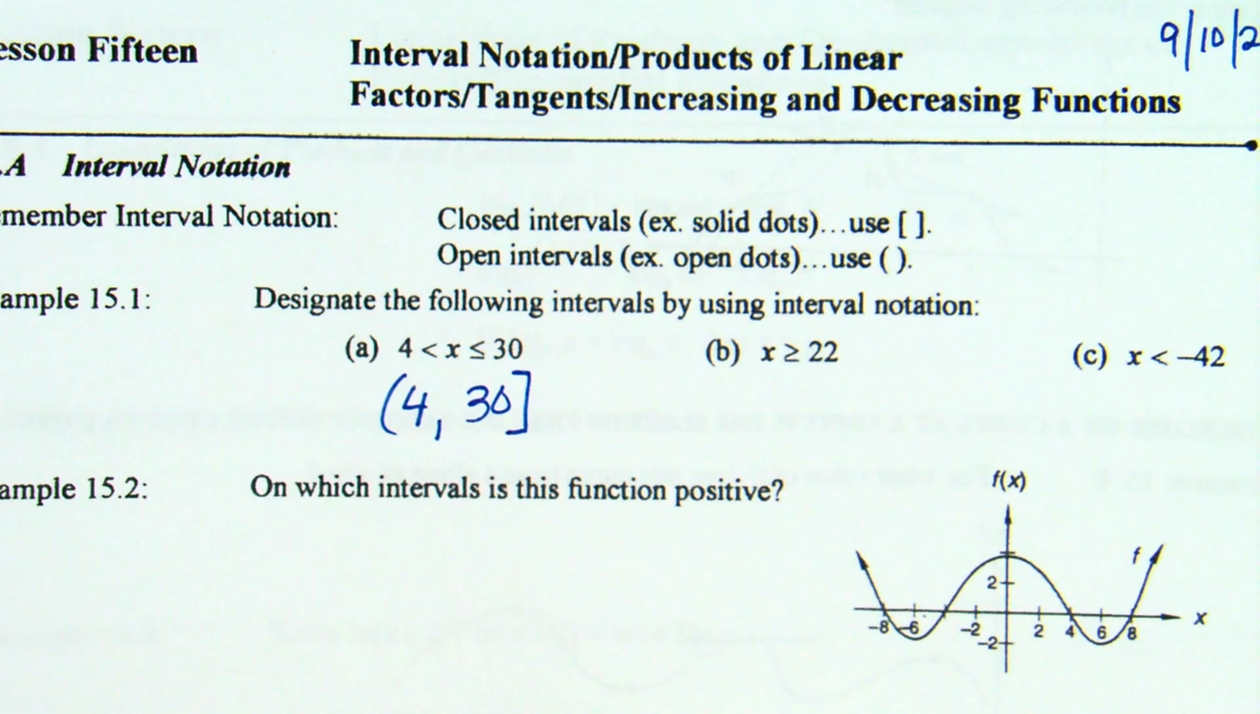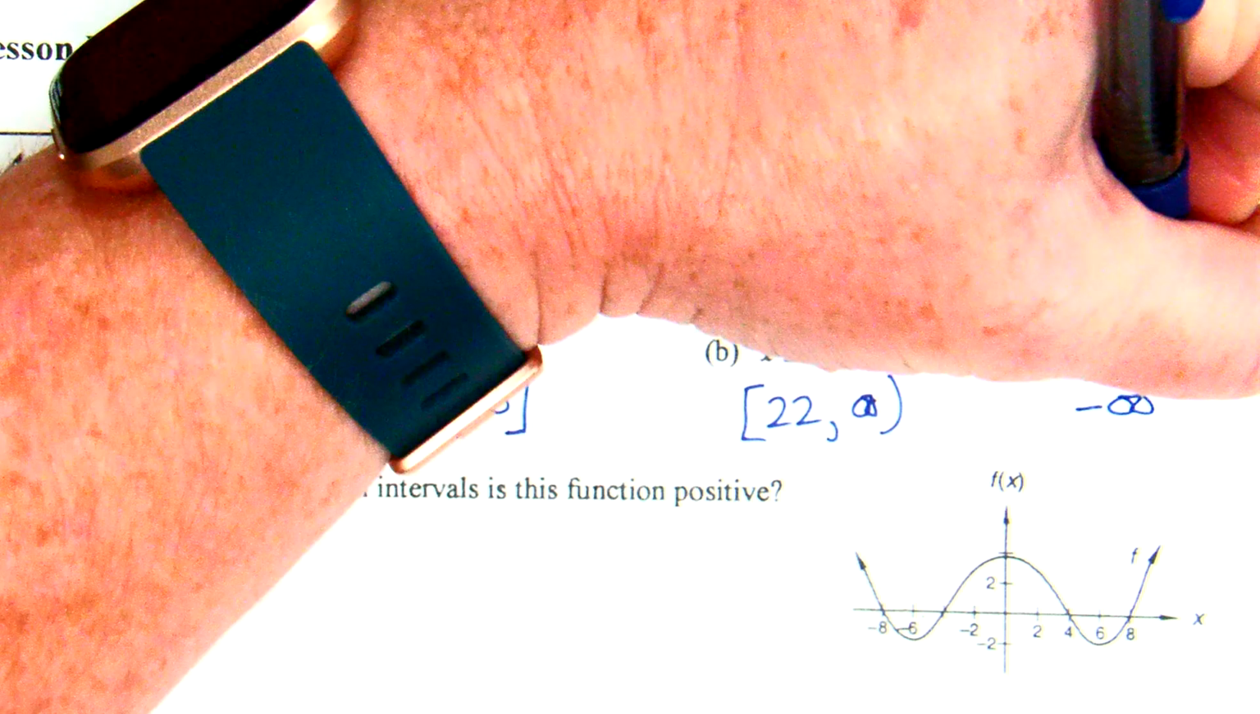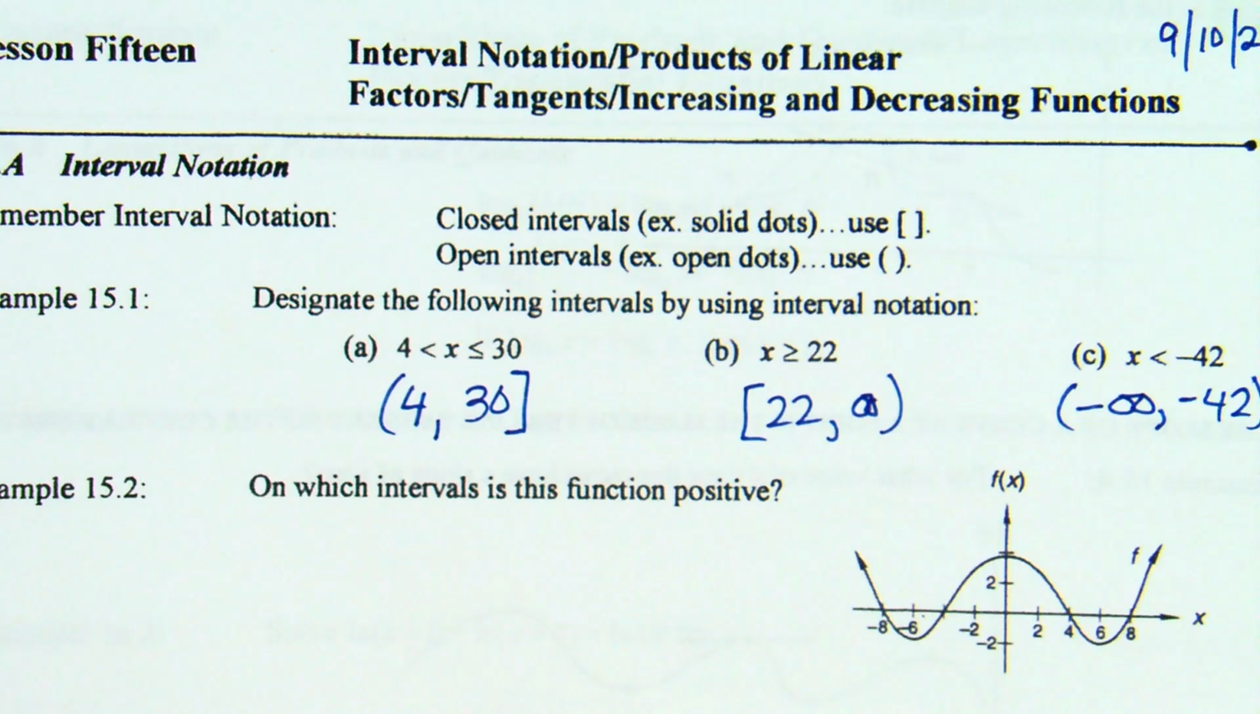Okay, what about C? x less than negative 42. My shading begins off in negative infinity. Infinities always use parentheses. Where does my shading end? Negative 42 with a parenthesis. If you're ever unsure, do a quick graph. A quick graph can help you figure that out a little bit. Okay. Good.